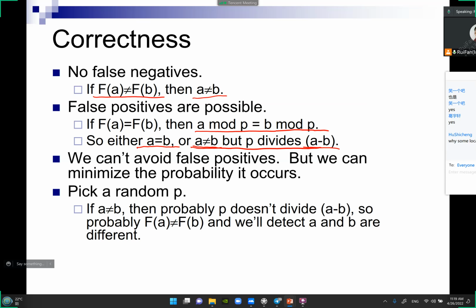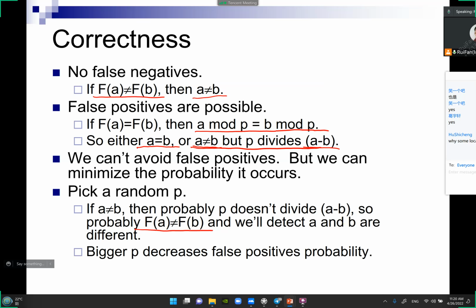The way that we're going to do that is we're just going to pick a random p. The idea is that if a does not equal b, then if you pick a random p, it's unlikely that your random prime number is going to divide a minus b. And if p does not divide a minus b, then you won't have any false positives. You're going to see that f of a is not equal to f of b, and that allows you to detect that a and b are different.